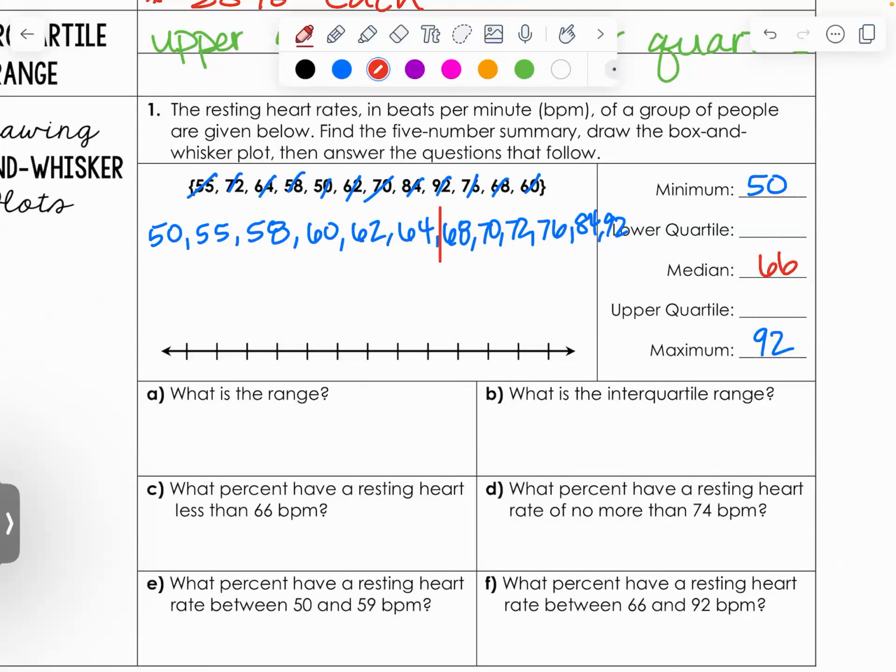Now I'm going to take this lower half and find the middle of that. So here is the median of the lower half. Here is the median of the upper half.